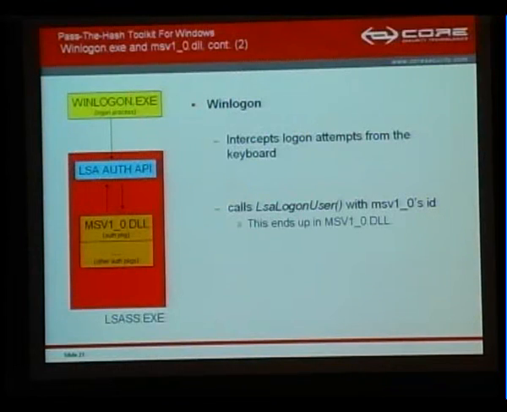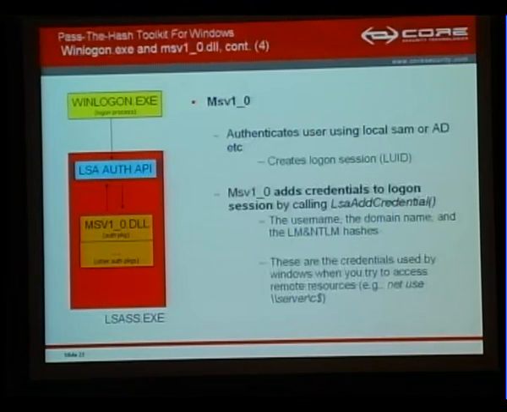In this case, winlogon.exe. And the component that implements the NTLM authentication package in Windows is implemented in the DLL MS-V1O. So basically what happens is that when you are presented, for example, with the dialog box for Windows to enter your username and password, winlogon takes that password. It then calls the LSA logon user API that ends up calling some code inside the MS-V1O DLL that will take care of doing the actual NTLM authentication against the remote server.